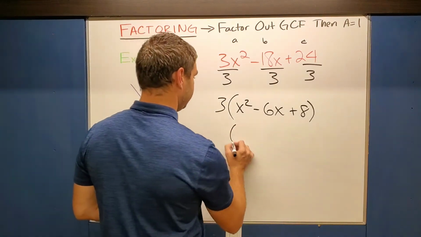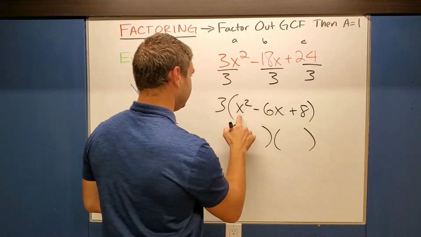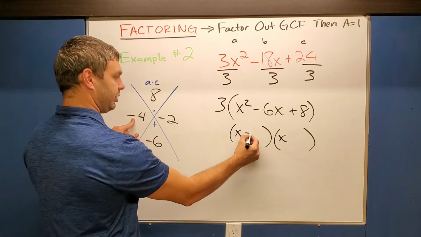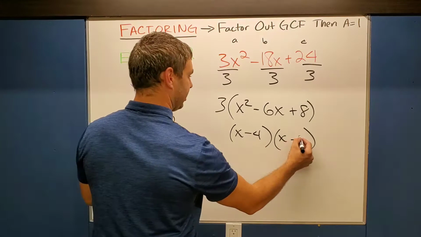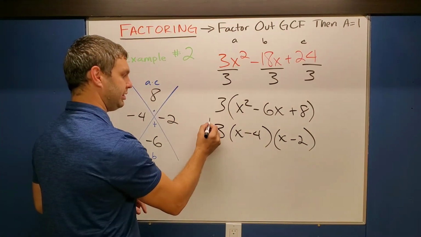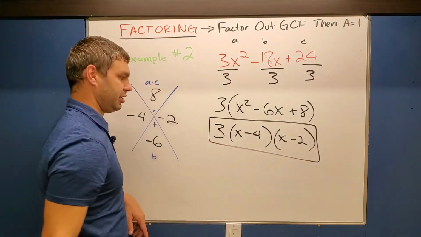So again, put my 2 parentheses here, split my x squared term as x and x, and then fill it in with negative 4 and negative 2. And then remember, our GCF does have to come out front of our answer to look like that.